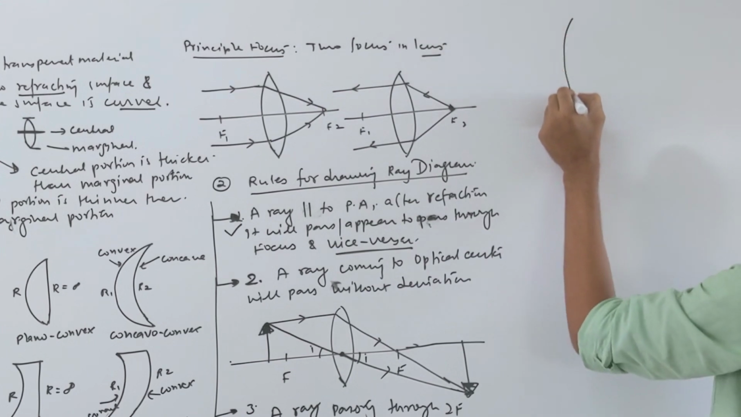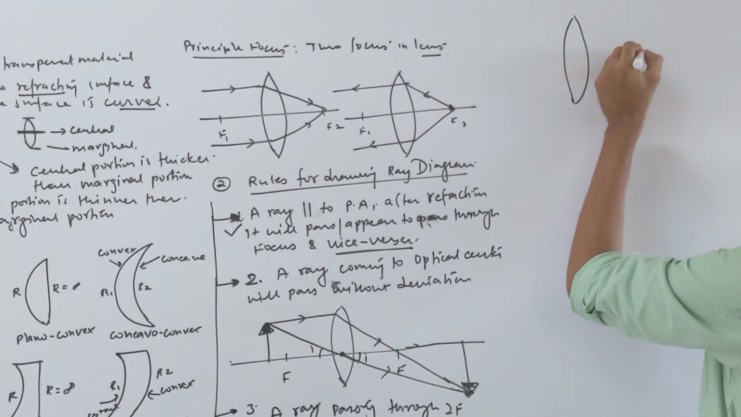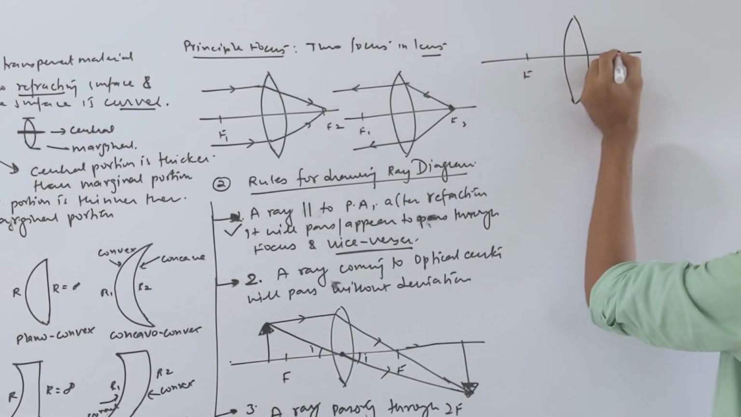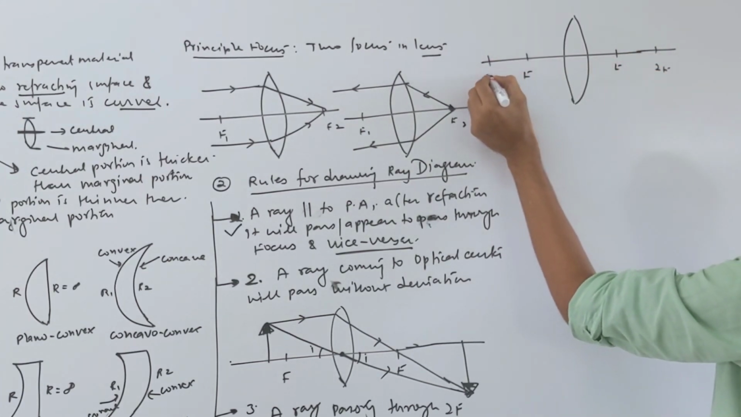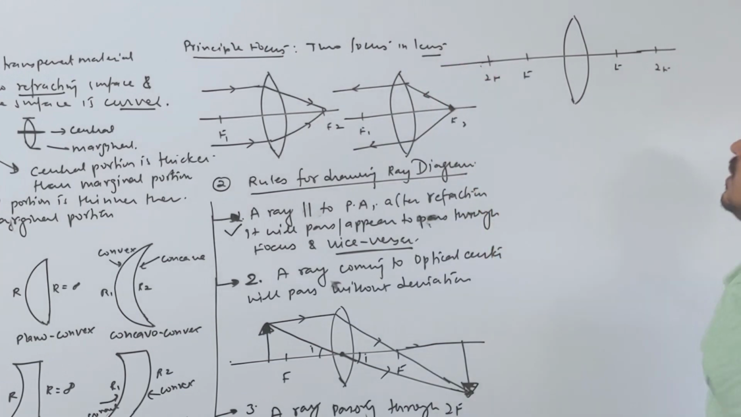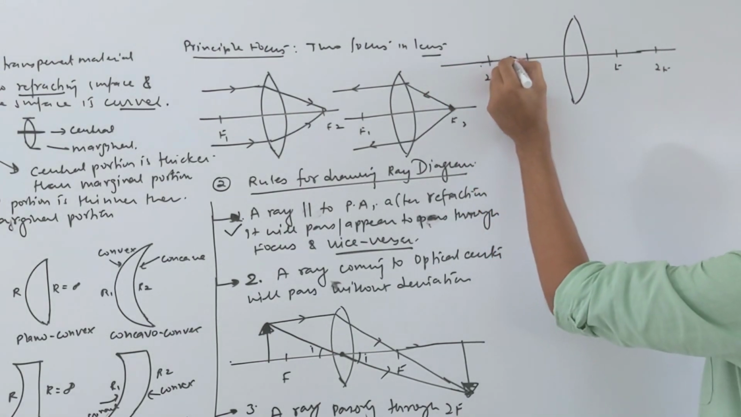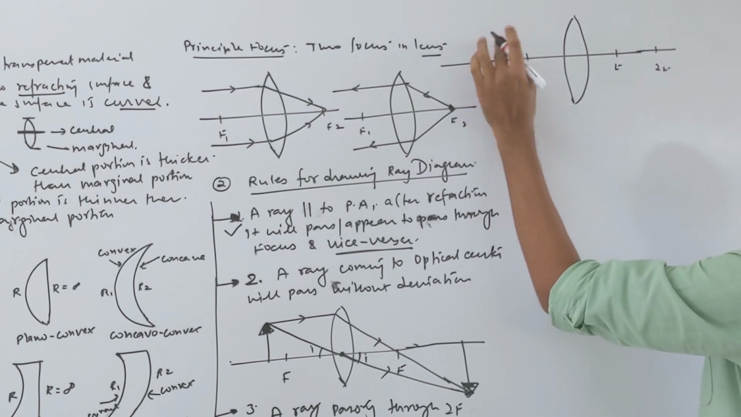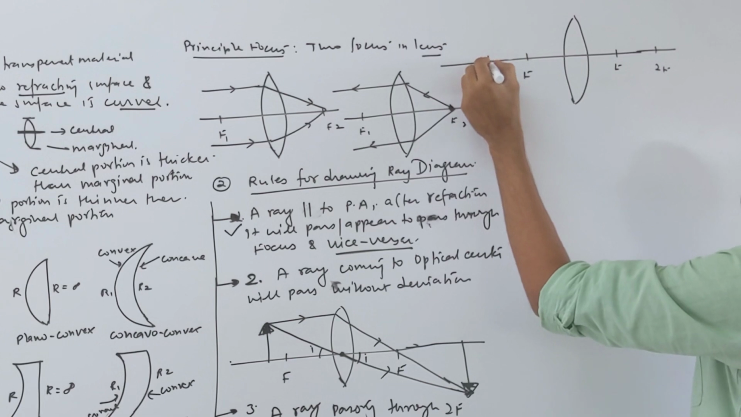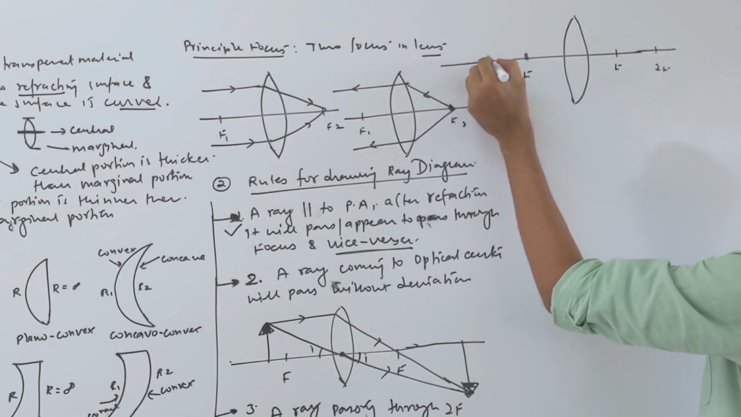Suppose this is some lens. This is f, this is f. That's 2f, that's 2f. Suppose you want to put some object. This is the object. It's not looking good, but I put a point object here. Suppose this is a point object.